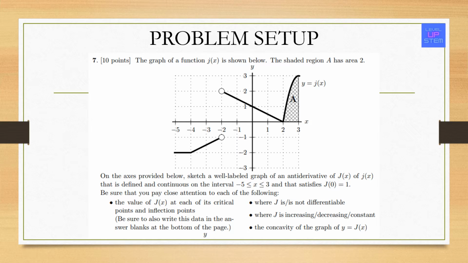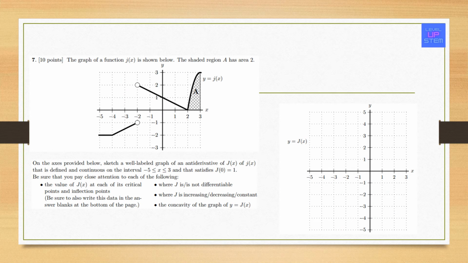And now be sure that you pay close attention to each of the following: the value of big J of x at each of its critical points and inflection points, okay? So all this is saying is basically just graph it accurately. One thing I like to do is, thinking of it as little j of x and big J of x is confusing to me, so I just mark it as f prime and f. That's just easier for my brain to conceptualize, and just do whatever you feel comfortable with, I guess. So let's graph that first point that I was saying, J of 0 equals 1.